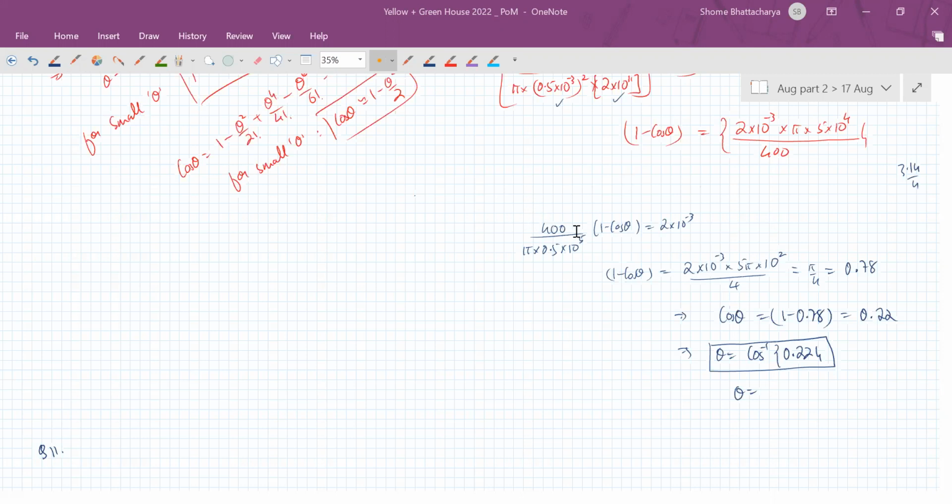No, there was the 400 in the numerator, no? That's why it got 10 raised power 2. This 0.5 into 10 raised power 5. But there's also 400 in the numerator here. So I made it.